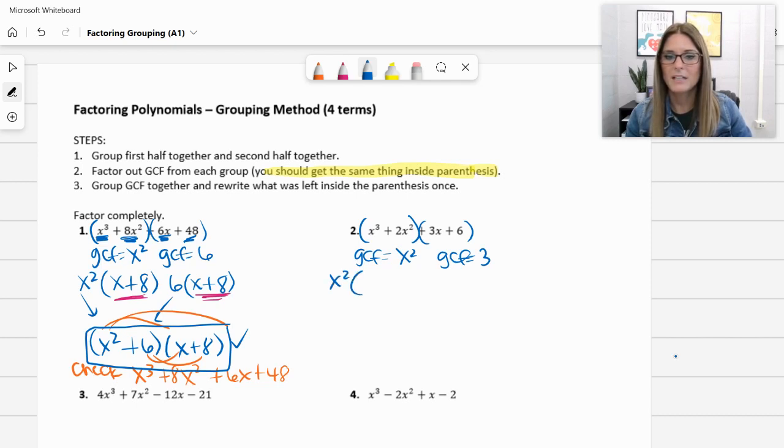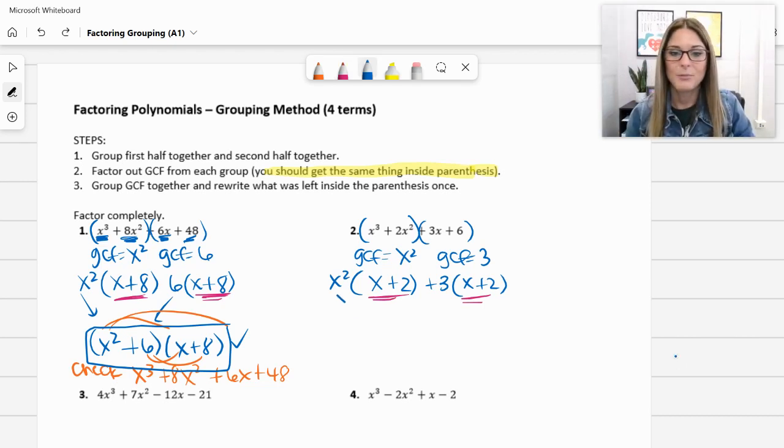First group, when I remove the x squared, I'll have an x left over plus 2. Second group, when I remove the 3, what do I have left? An x plus 2. Look, my parentheses are matching. I got x plus 2 and x plus 2. That is a good sign. Tells me I'm on the right track.